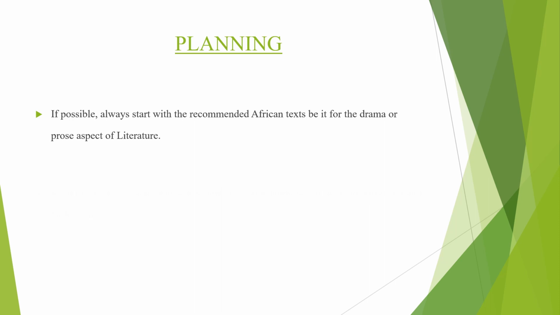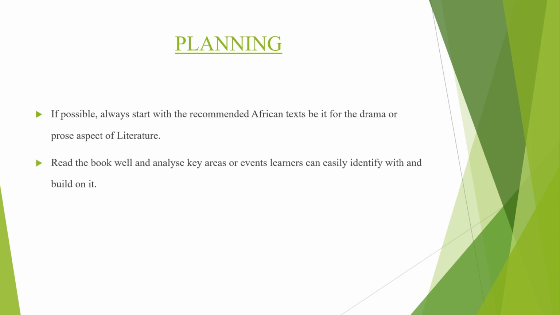Also, read the book well and analyze key areas or events learners can easily identify with and build on it. Like I said, because you have read the book thoroughly, you know events or happenings in the book that learners at that level can easily identify with, be it social issues, economic issues, or religious issues that have been raised in the book. So you base on that, and you draw learners' attention to what the book talks about, and as a whole, how they can best understand it.